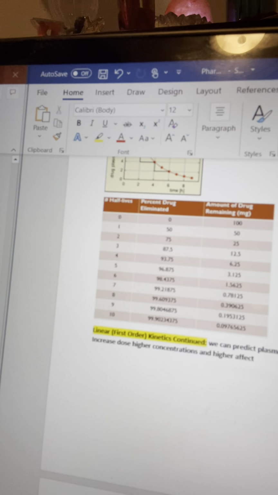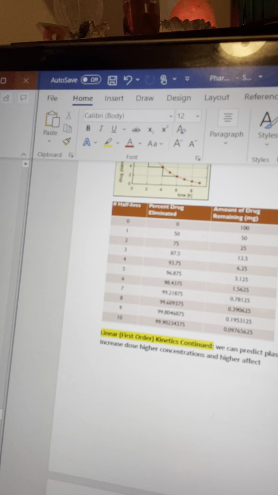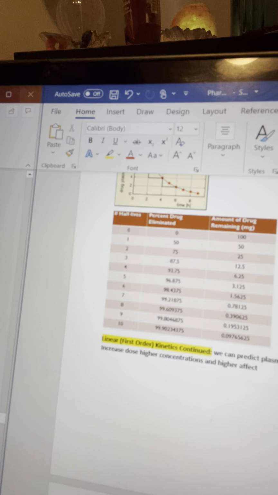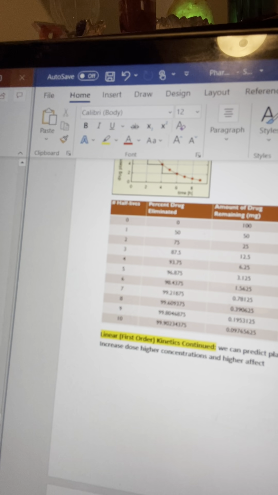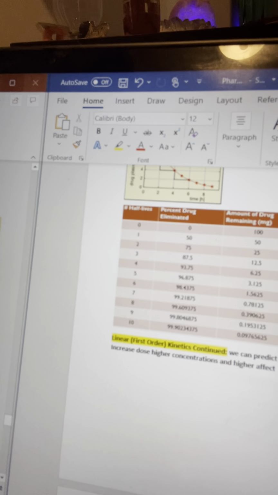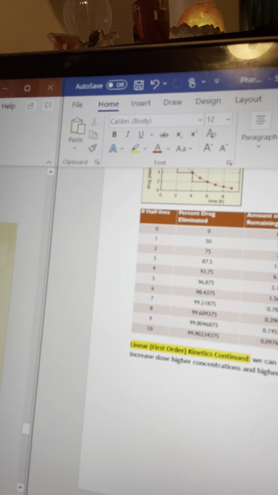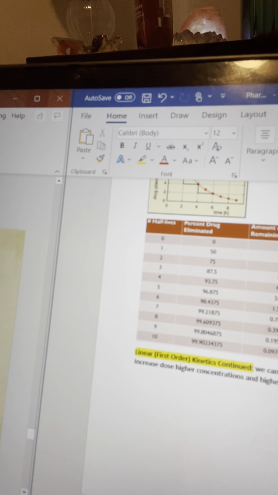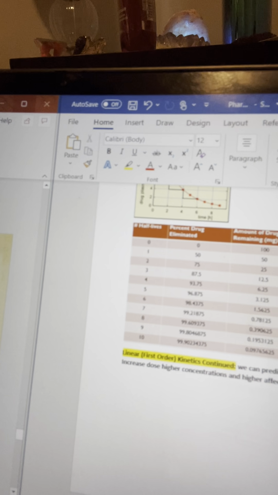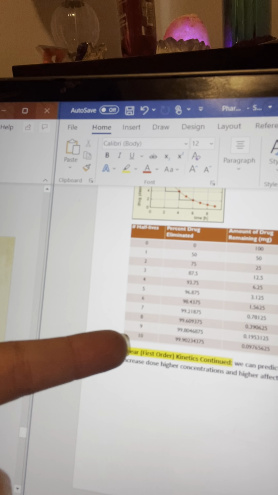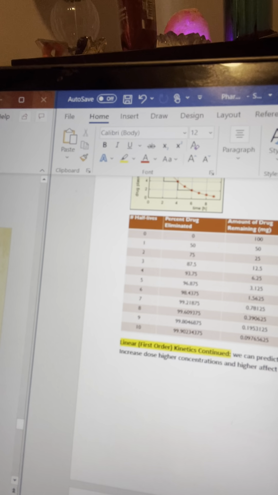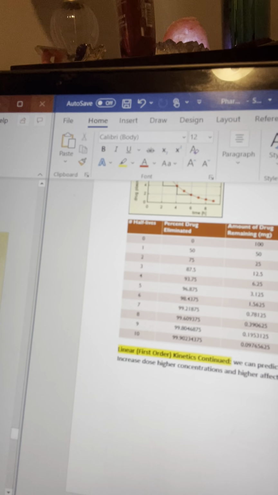And then again, we would do half of 75. Again, times it by 0.5. The 75 by 0.5 in order to get the 87.5. So that would be half here. So half of 25 is 12.5 remaining of the drug. And then you do half again and half again and half again. And then once you hit 10 half-lives here, 99.9% of the drug will be eliminated, and only 0.09 will remain in the body.